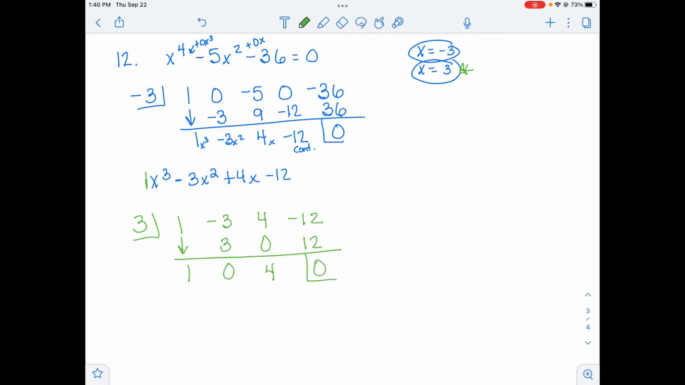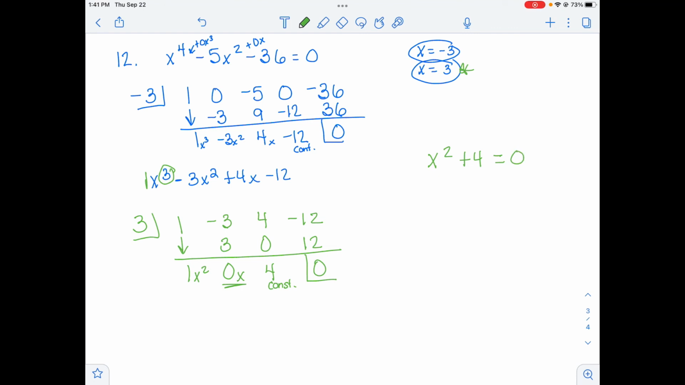Remember, the last term is your remainder. We started this time with a third degree, so that means this has to be a 2. This is the 1, and this is our constant. We don't need to write the 0x in our final equation. We have x squared plus 4, and no remainder, and we're going to set it equal to 0. Now we can solve for our other 2 roots.